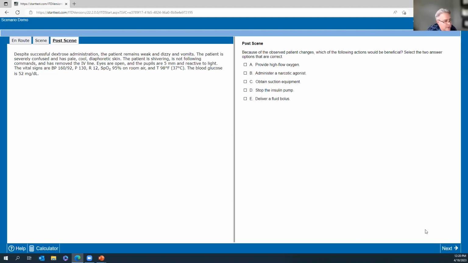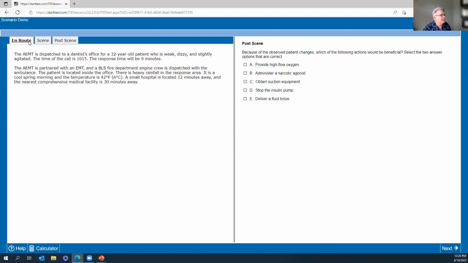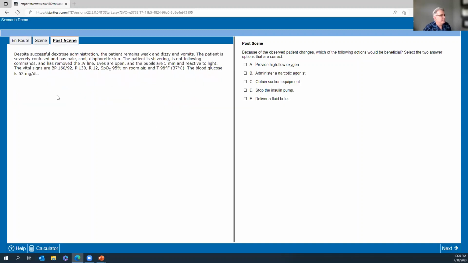Now I've gone to post-scene. So the tab on the left is now lit up as post-scene. The item now is identified as post-scene. I can go back and look at my scene information. I can go back and look at my en route information, but I need this information to answer these items.